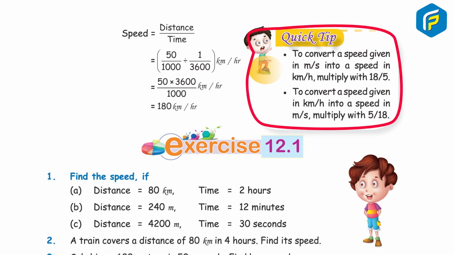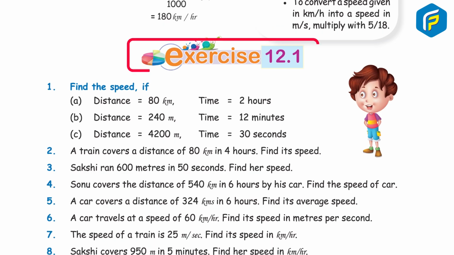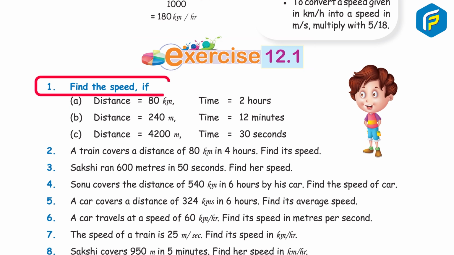Quick tip. To convert a speed given in meters per second into a speed in kilometers per hour, multiply by 18 upon 5. To convert a speed given in kilometers per hour into a speed in meters per second, multiply by 5 upon 18. Exercise 12.1. Question 1.